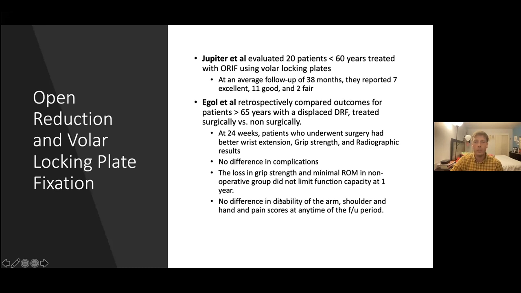In the DASH score, which is the disability of the arm, shoulder, and hand, and pain scores, there was no difference between surgical and non-surgical at any time throughout the follow-up period.